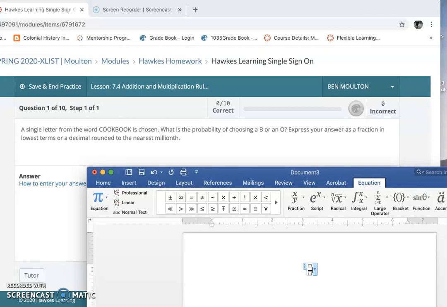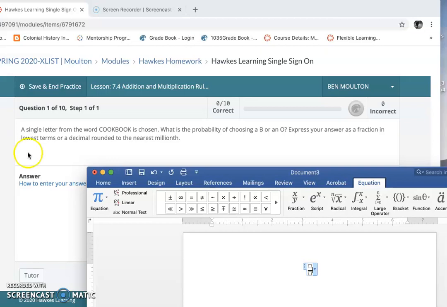Hey everybody, so we are looking at section 7.4, addition and multiplication rules and probability. The particular problem we're looking at here is: a single letter from the word cookbook is chosen. What's the probability of choosing a B or an O?